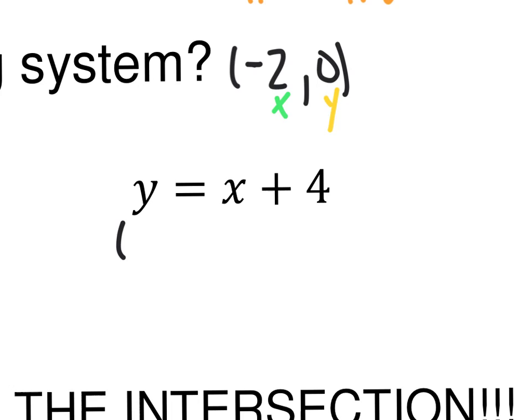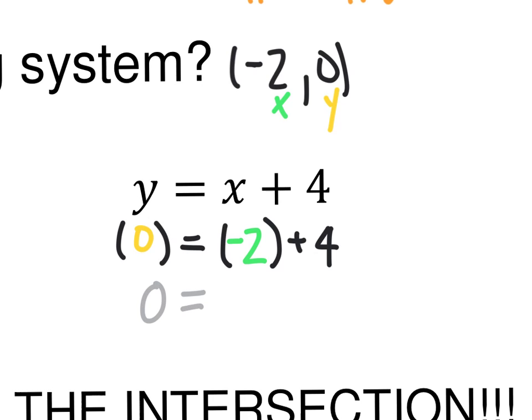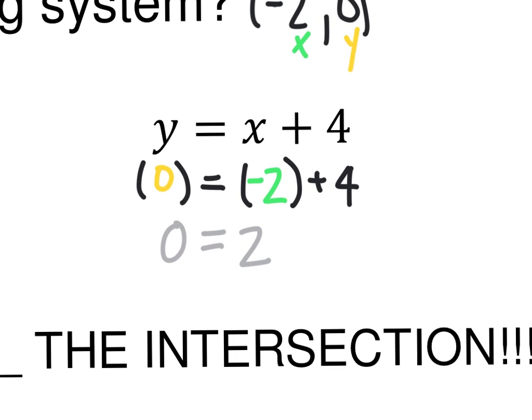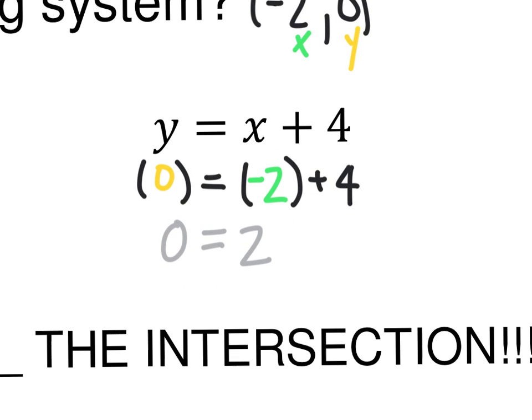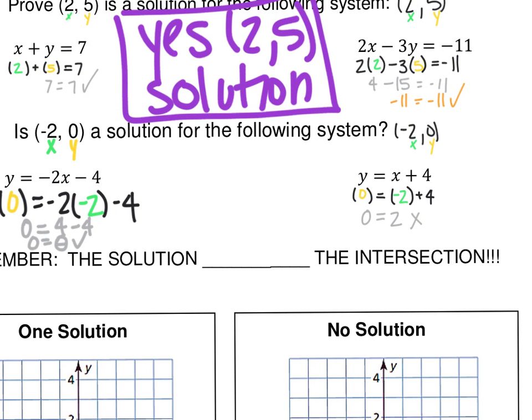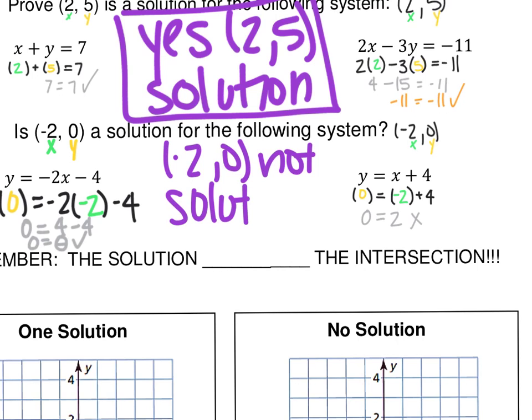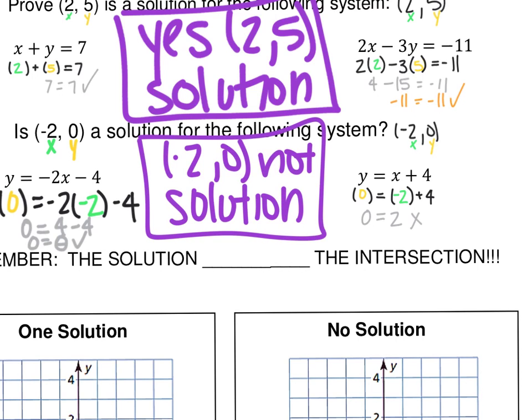So I'm going to plug in what I know. Instead of y, I'm going to plug in 0, equals, instead of x, I'm going to plug in negative 2 plus 4. So if I do the math on the left side, that's still 0. Negative 2 plus 4 is positive 2. Well, 0 doesn't equal 2. So this equation, 0 equals 2, is not true. So that tells us that the point (-2, 0) is not a solution.